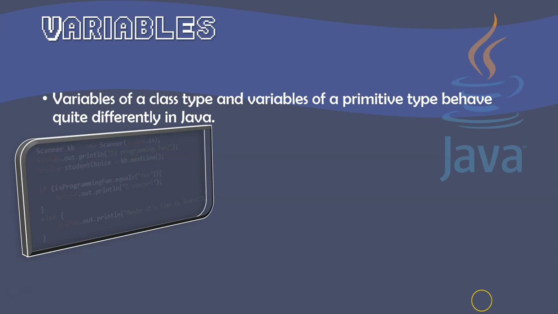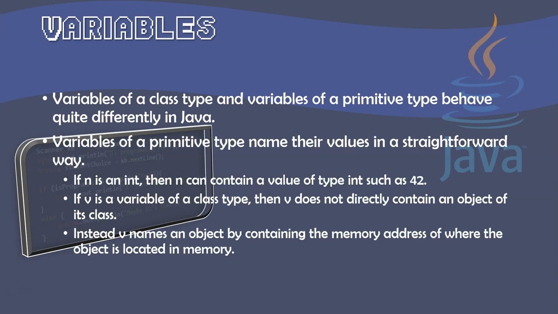Variables of a class type and variables of a primitive type behave pretty differently in Java. Variables of a primitive type name their values in a straightforward way. For example, if n is an int, then n can contain a value of type int, such as 42. If we had v, a variable of a class type, then v does not directly contain an object of its class. Instead, v names an object that contains the memory address of where the object is located in memory.